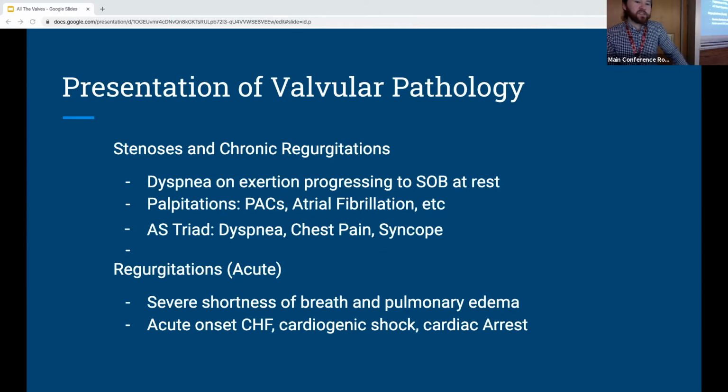And just some of the presentations to consider. Most of the time, we're going to see stenoses and chronic regurges. They're much more common, and they tend to present with dyspnea on exertion, progressing to shortness of breath at rest. They can present with palpitations, which are primarily atrial in origin, like PACs, new onset AFib, atrial ectopy, things like that.